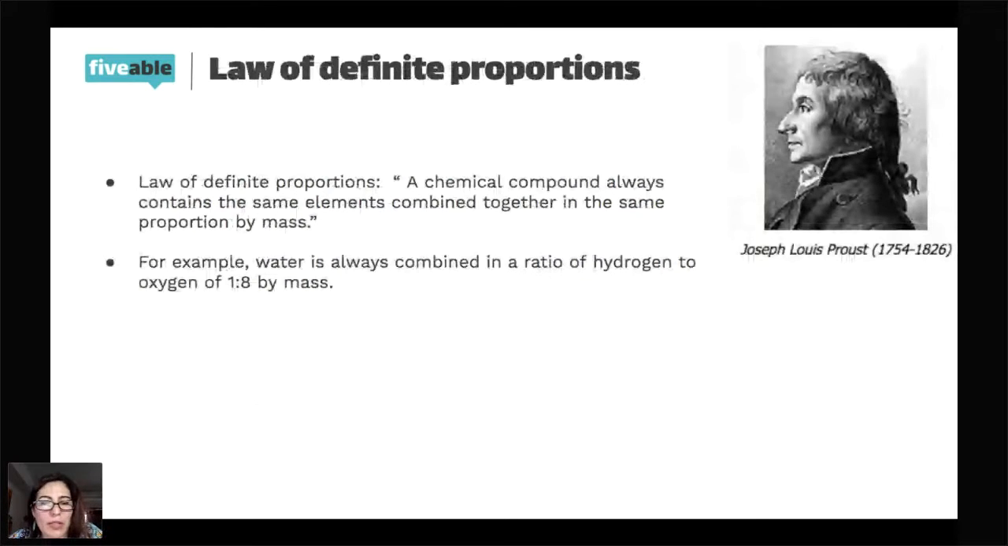Joseph Proust defined the law of definite proportions as: a chemical compound will always contain the same elements combined together in the same proportion by mass. For example, he said water is always combined in a ratio of hydrogen to oxygen of 1 to 8 by mass.